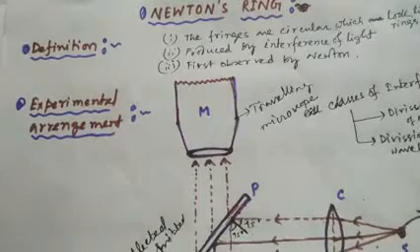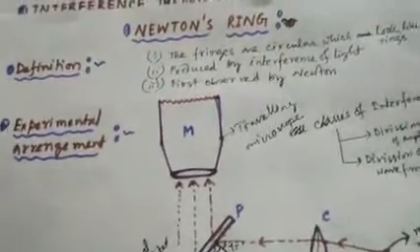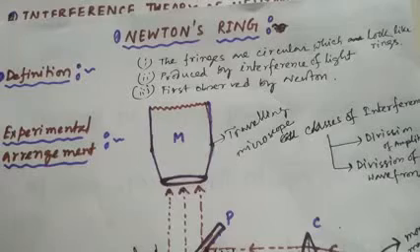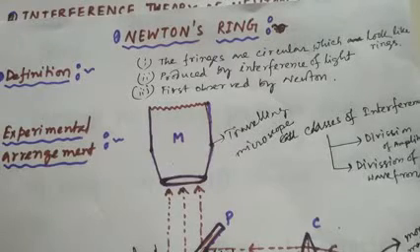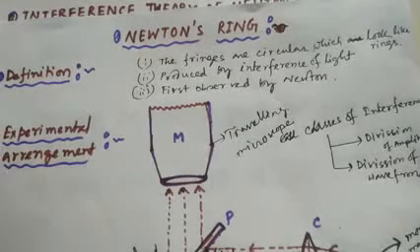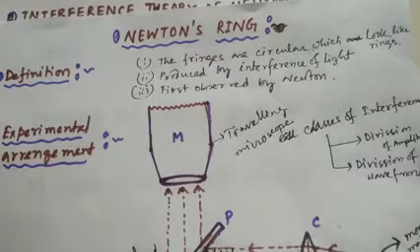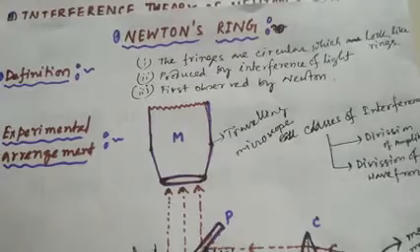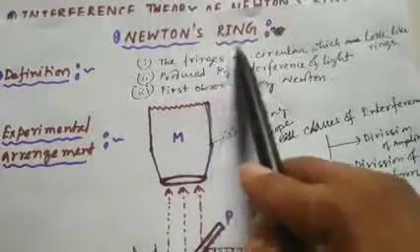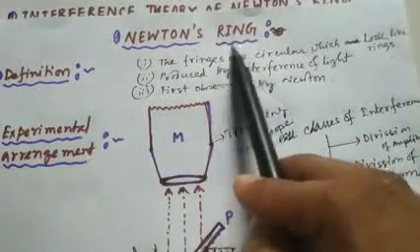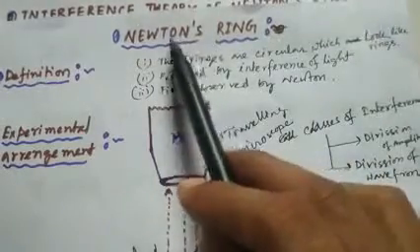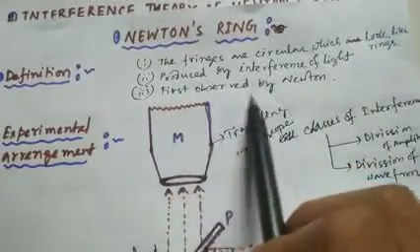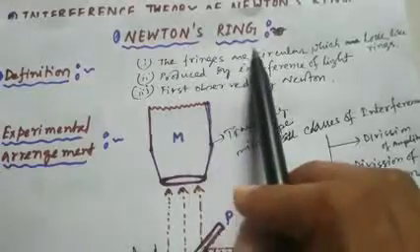Now, what are Newton's rings? The fringes are circular, which look like rings, produced by interference of light, and first observed by Newton, so they are called Newton's rings. Rings because the fringes are circular, and Newton's because they were first observed by Newton.